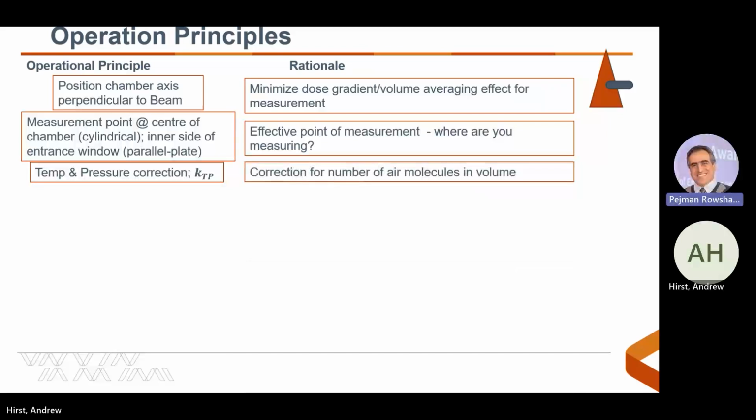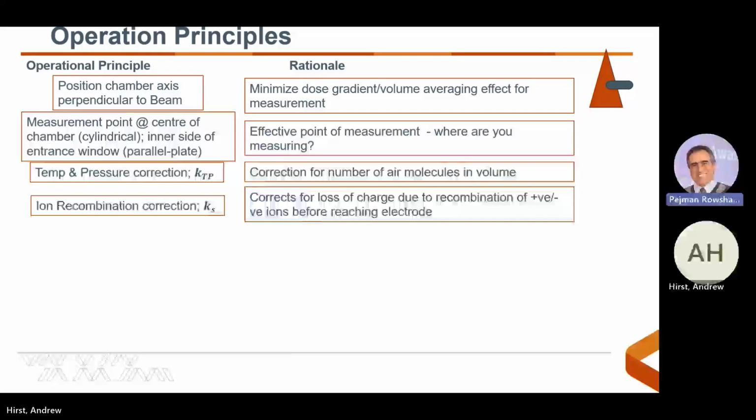Temperature and pressure correction, as I mentioned earlier, corrects for the number of air molecules, or the mass of air, in your volume. If you have more air molecules in your volume, you're going to have a different response of your chamber, because there are more ions there to be created based on the pressure and temperature of the air. Ion recombination correction corrects for the loss of charge due to the recombination of positive and negative ions before they reach the electrode. So even with a bias, you're still going to get some loss in efficiency.